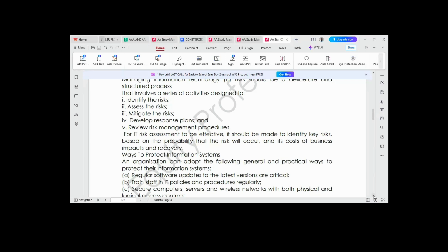Public key or private key. It's called encryption. Yes, thank you. It's called encryption. All those are what? Logical access control. Okay?